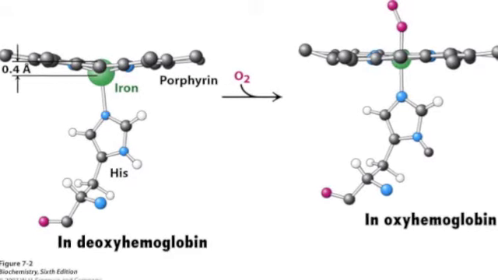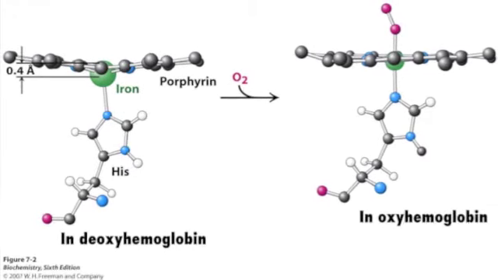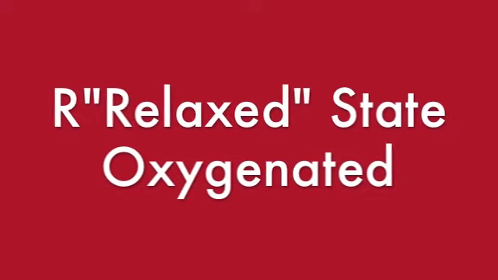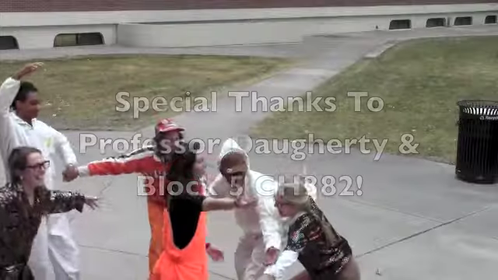10-second review. Oxygen binds to the heme sites in hemoglobin. T state, tense state, deoxygenated, low oxygen affinity. R state, relaxed state, oxygenated, high oxygen affinity.